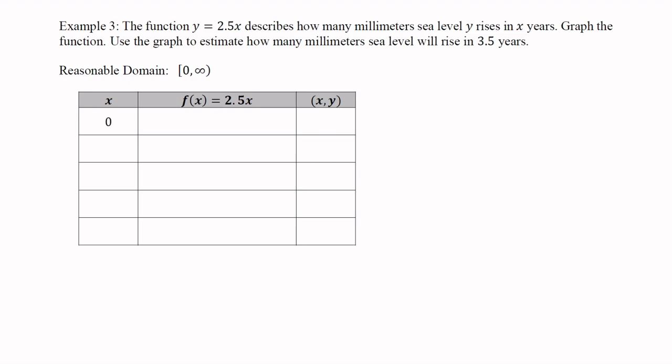Let's start with 0, the lower bound. If we plug that into our function, 2.5 times 0, we get 0 as our output, which makes sense, okay? Because 0 is our starting point. We want to see how much the sea level will rise from where we're starting. So let's go out 1 year. We plug in 1 and we get 2.5, which would be 2.5 millimeters.